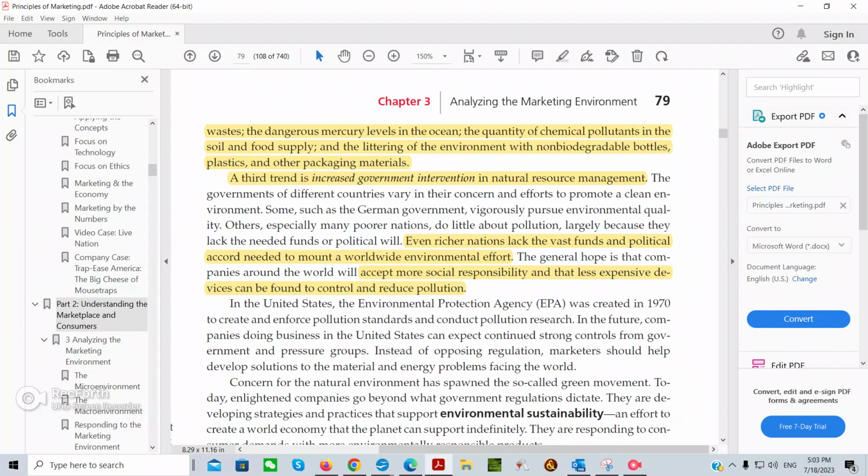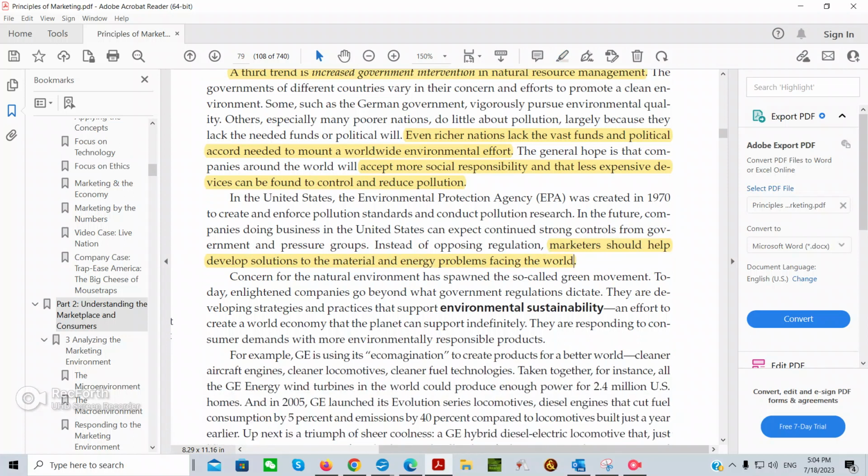In the United States, the Environmental Protection Agency, or EPA, was created in 1970 to create and enforce pollution standards and conduct pollution research. In the future, companies doing business in the United States can expect continued strong controls from government and pressure groups. Instead of opposing regulations, marketers should help develop solutions. Here's the marketers' role: marketers should help develop solutions for material and energy problems facing the world. Remember I said when there's a problem, there's an opportunity?